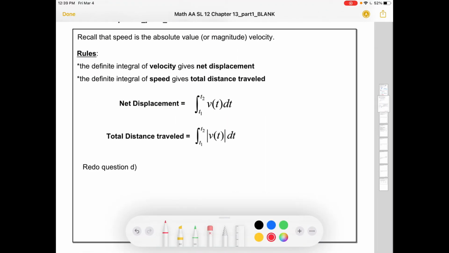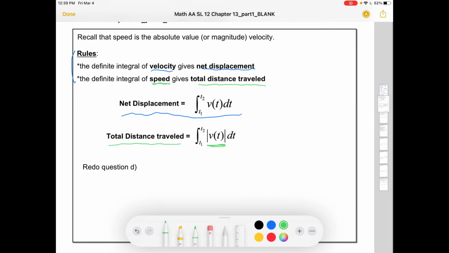Let's recall that speed is the absolute value, or the magnitude, of velocity. And here are two properties that we can now exploit now that we know a bit about integral calculus. The definite integral of velocity gives us the net displacement. So net displacement is the integral of velocity from a starting time to an ending time. The definite integral of speed gives us the total distance traveled. So total distance traveled equals the integral of speed, the absolute value of velocity.